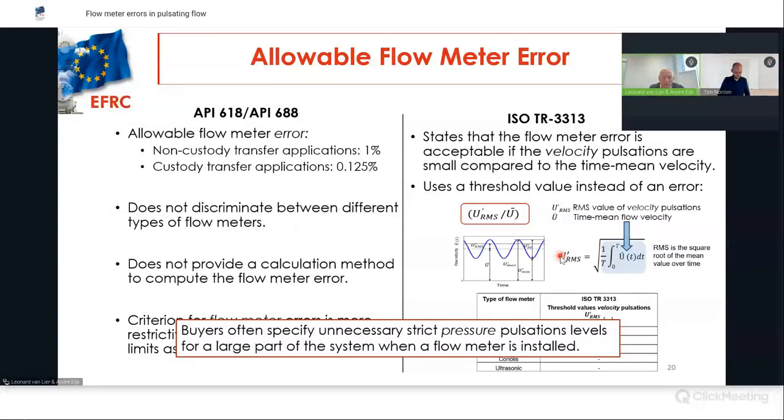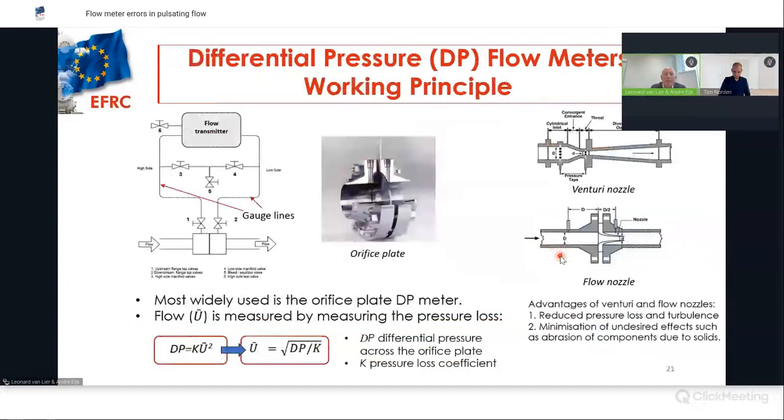It is said already, but the API standards often specify unnecessarily strict pulsation levels for a large part of the system when a flow meter is installed, and that is most of the time not necessary and quite costly.